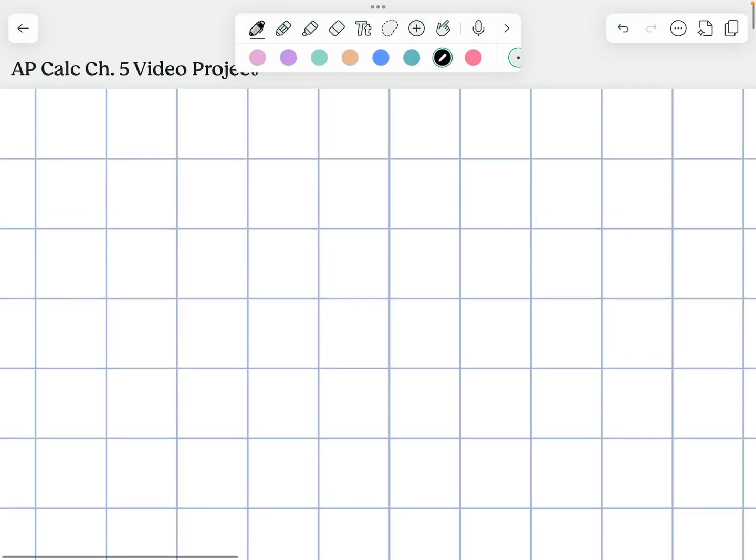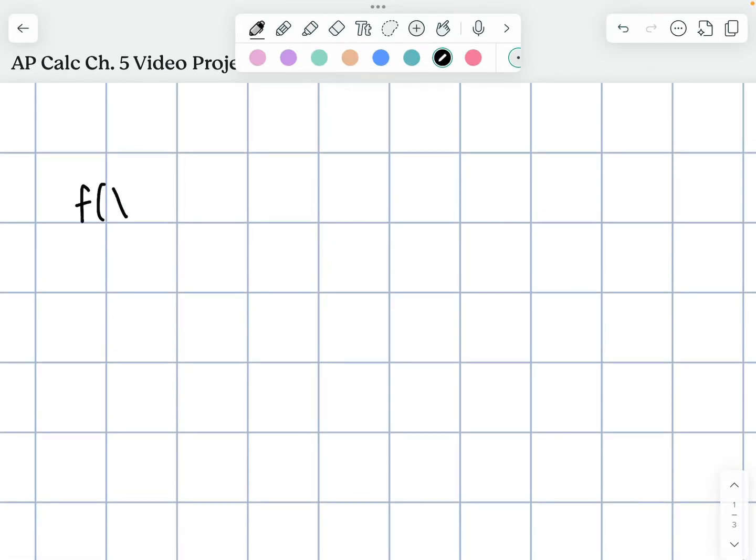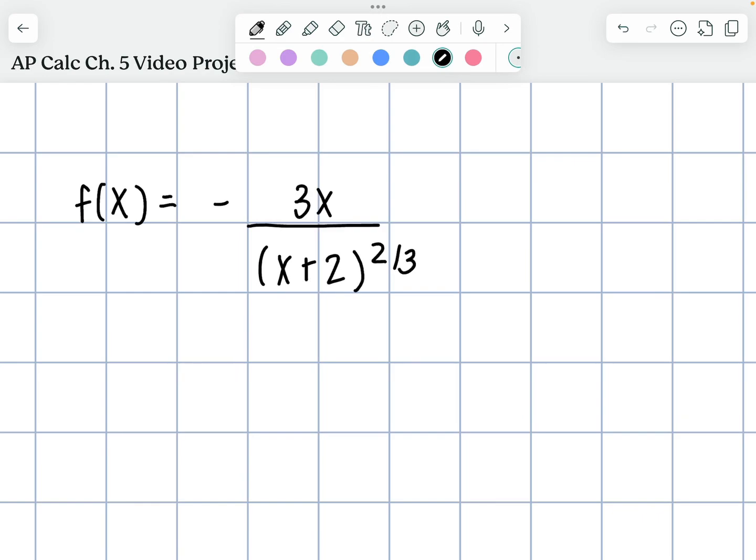Today I will be graphing and analyzing the function f of x equals negative 3x all over x plus 2 to the power of 2/3. To begin, we look at our domain. We must consider what values we can and cannot plug into our function.